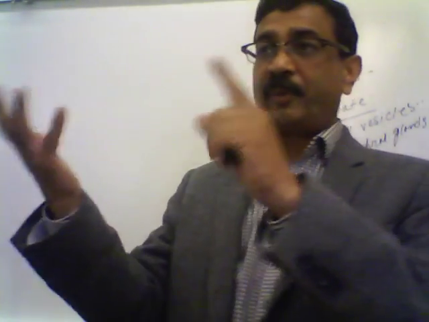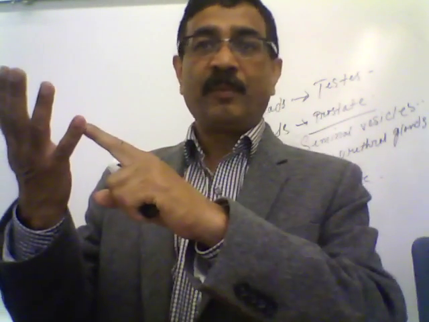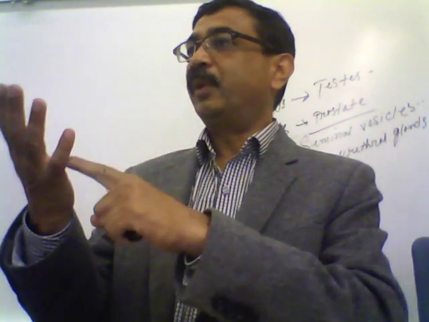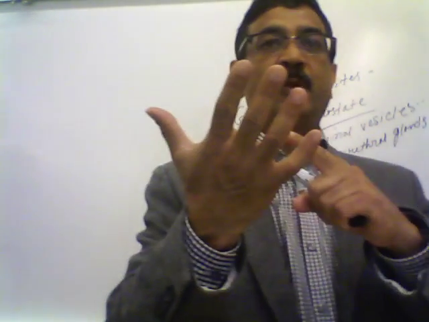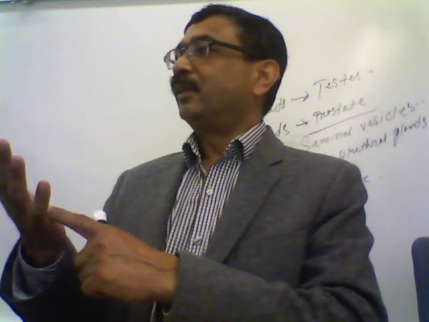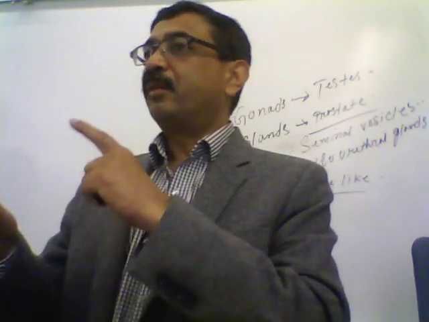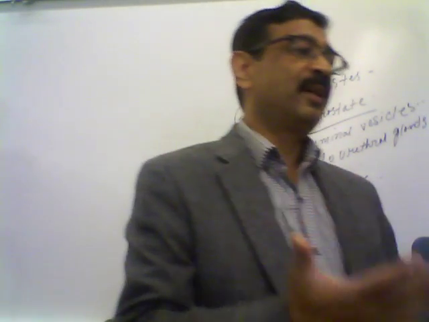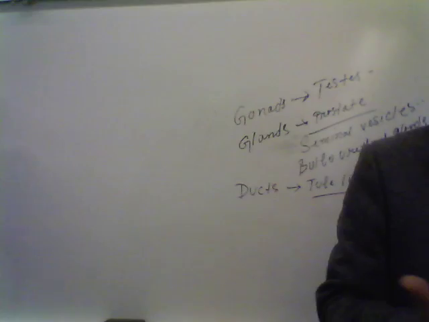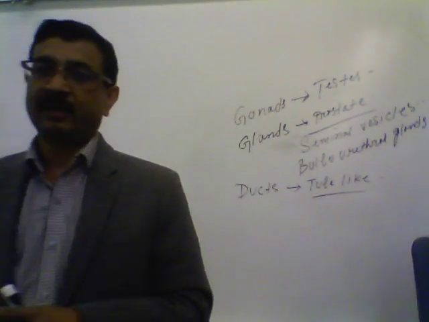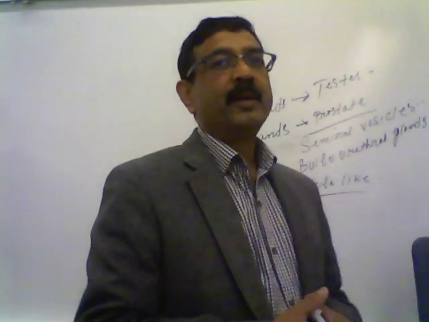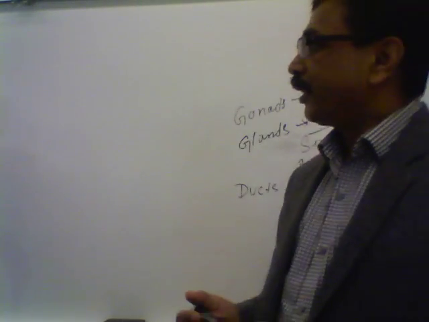External genitalia, I am repeating again, penis and scrotum. Inside the scrotum, you have the gonads, testes, two, and then you have glands, prostate, seminal vesicles, and bulbourethral glands. You have duct, tube-like structure, that is called the ductus deferens. Okay. Parts of a female reproductive system.